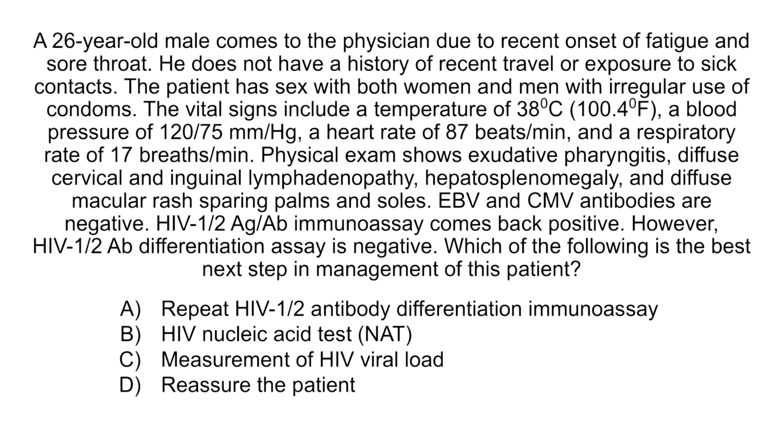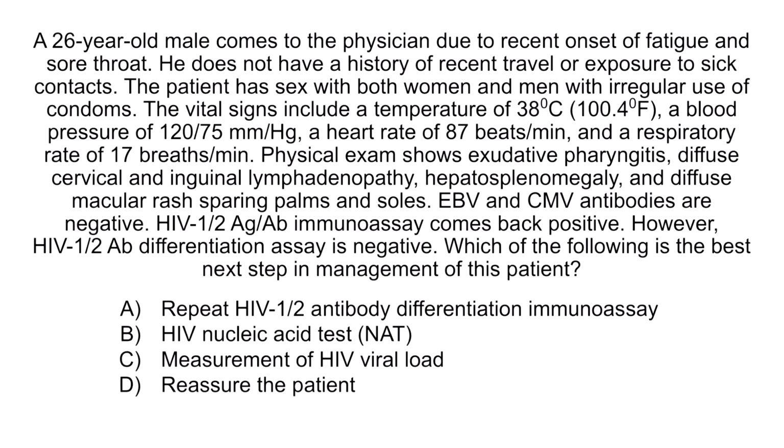Physical exam shows exudative pharyngitis, diffuse cervical and inguinal lymphadenopathy, hepatosplenomegaly, and diffuse macular rash sparing palms and soles. EBV and CMV antibodies are negative. HIV 1/2 antigen and antibody immunoassay comes back positive. However, the HIV 1/2 antibody differentiation assay is negative. Which of the following is the best next step in management of this patient?